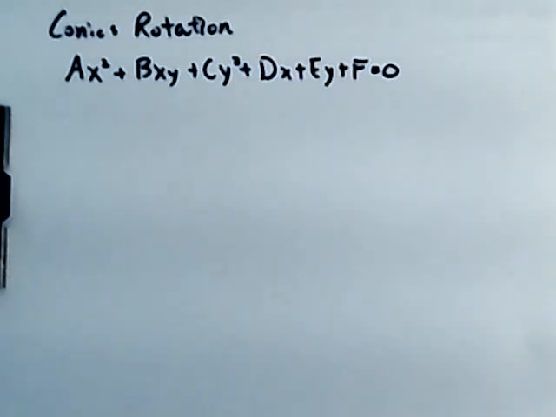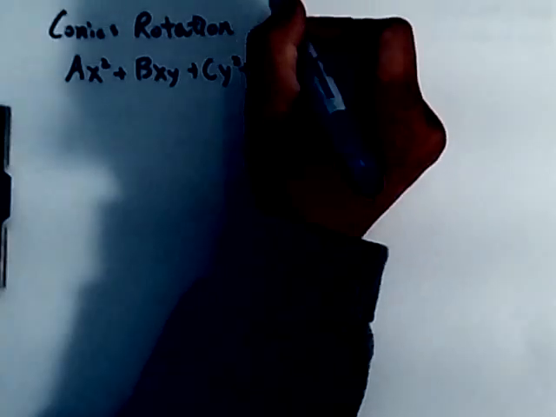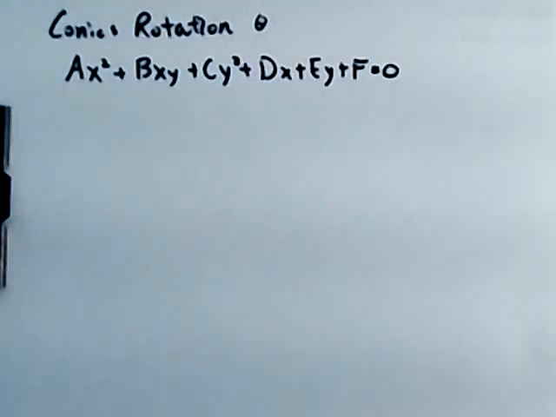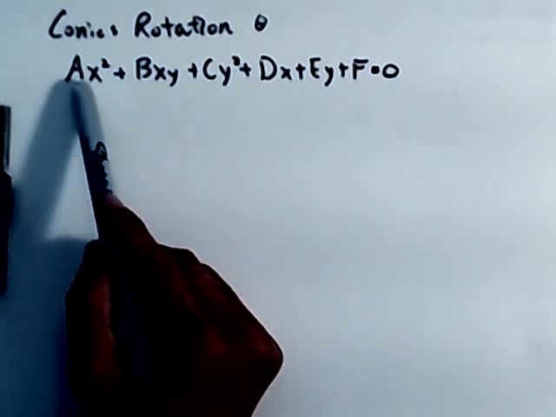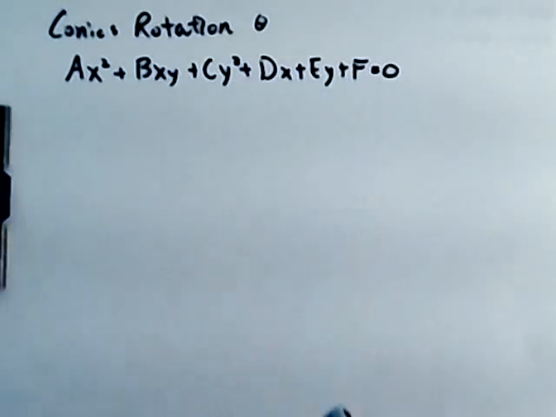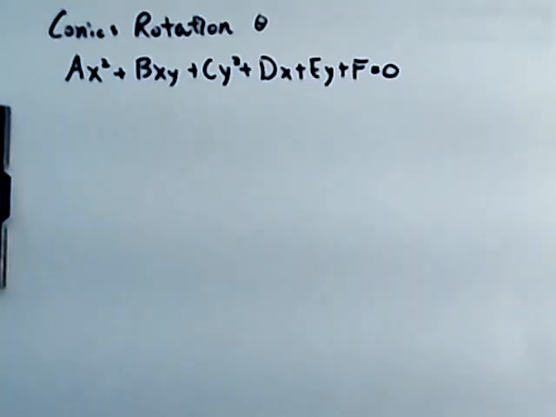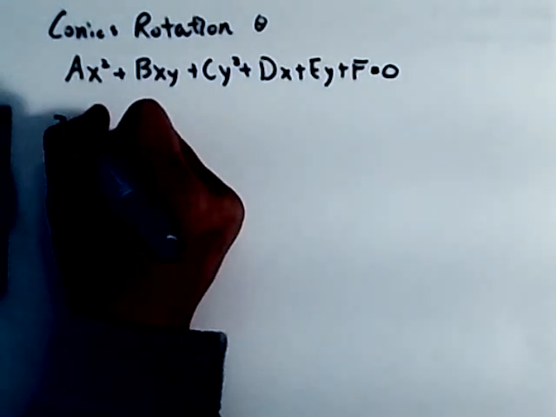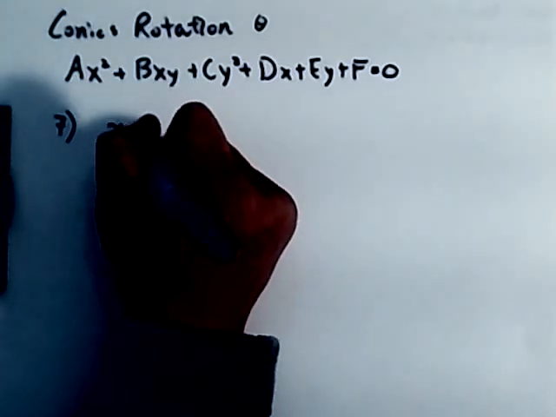Welcome to Conics: rotation about the angle theta. It's going to be in general form, ax squared plus bxy plus cy squared plus dx plus ey plus f equals 0. So that's the general form of the equation of any type of conic, basically. We're going to start a problem on number 7. This is a typical problem.